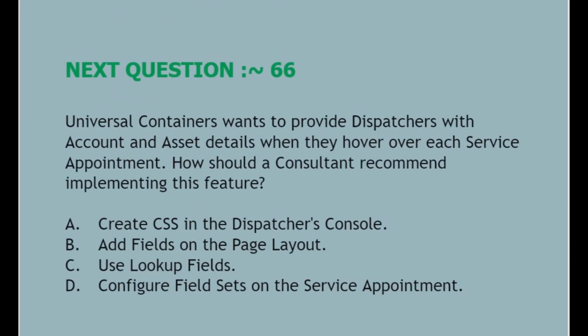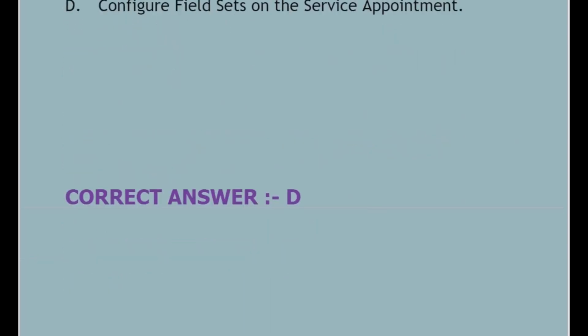Question is Universal Containers wants to provide dispatchers with account and asset details when they hover over each service appointment. How should a consultant recommend implementing this feature? Option A. Create CSS in the dispatcher's console. Option B. Add fields on the page layout. Option C. Use lookup fields. Option D. Configure field sets on the service appointment. Correct answer is option D.